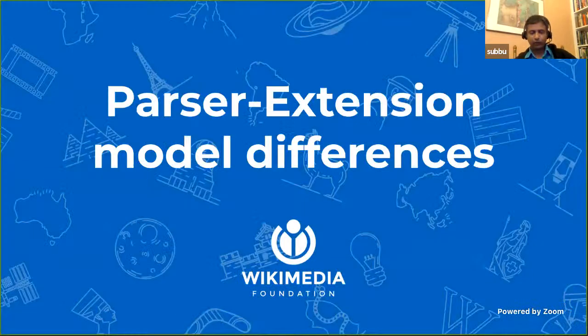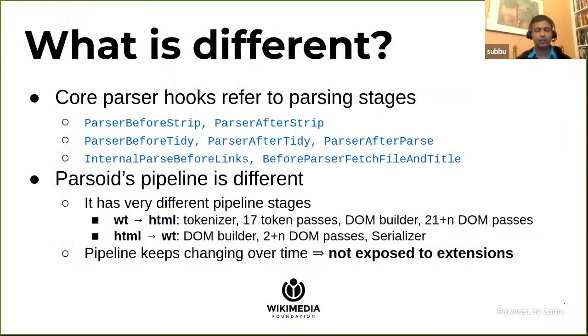So let's first look at why, just because we move from the core parser to Parsoid, you would need to transition your extension as well. What are the differences that cause this? First of all, the core parser hooks refer to very specific parsing stages. So for example, here is a list of some hooks.